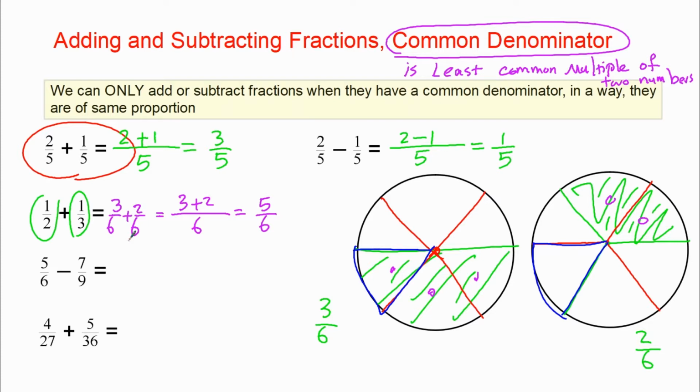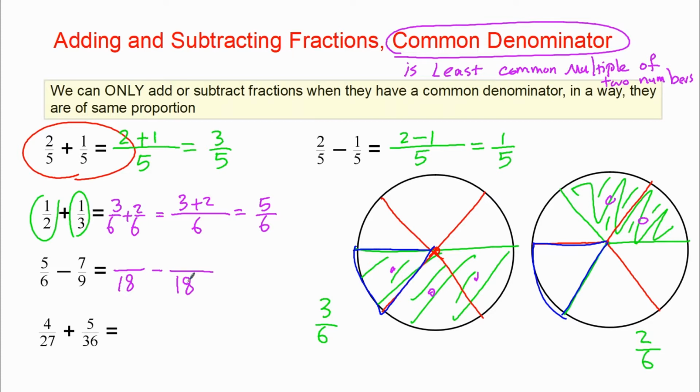So I come to the next example, which is 5 over 6 minus 7 over 9. If we look at this, the least common multiple of 6 and 9 would be 18. So I'm going to write this 18 in here. So that is the least common multiple between 6 and 9.